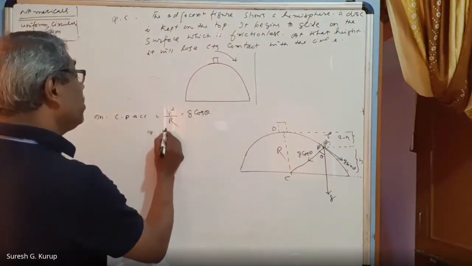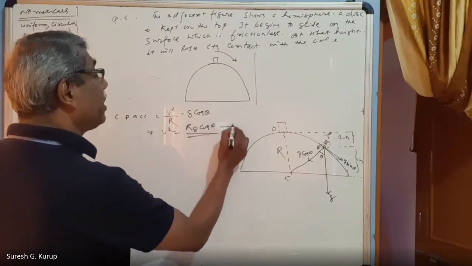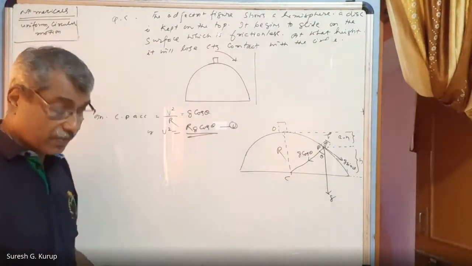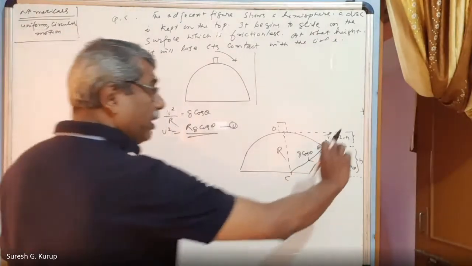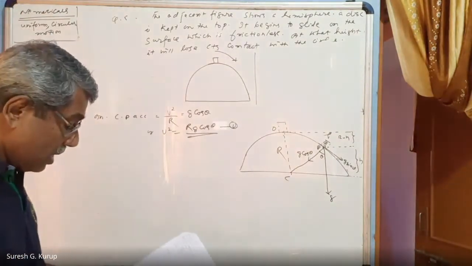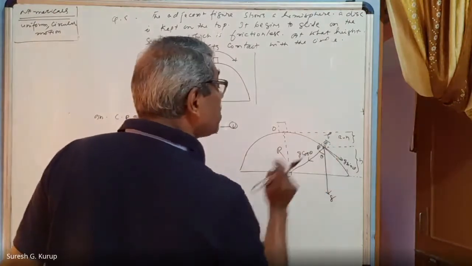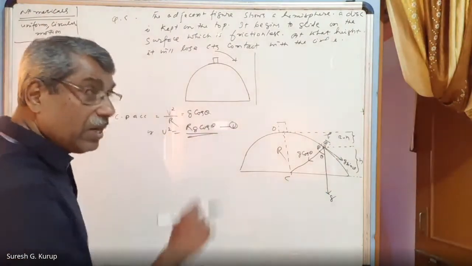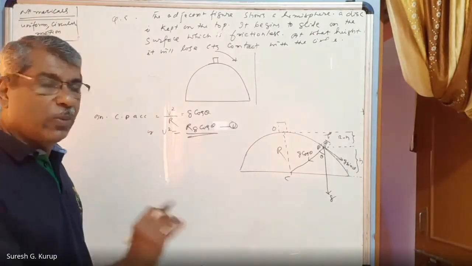Or v square is equal to r into g cos theta, you write. This one you take as equation number 1. That's also done. Now, what is the vertical distance traveled by the body? That is equal to r minus h, right? Okay. So at this point, what is the velocity of the body? The body is moving downwards. What is the velocity of the body at that point?